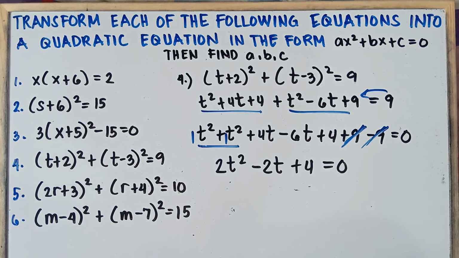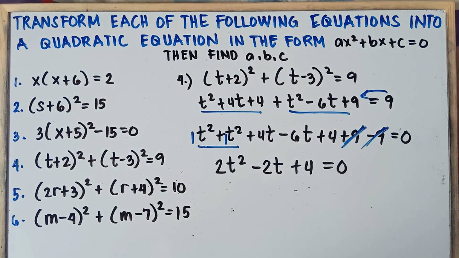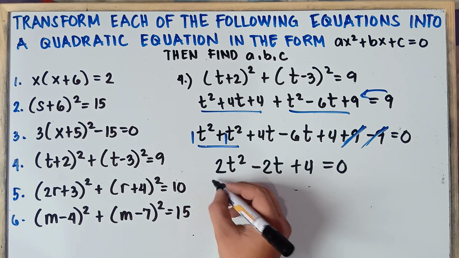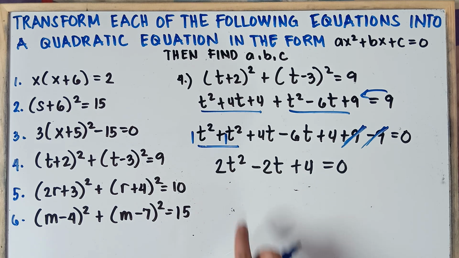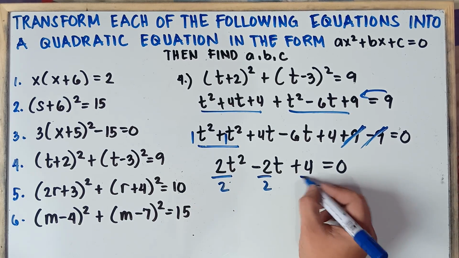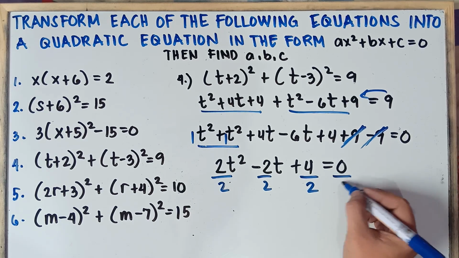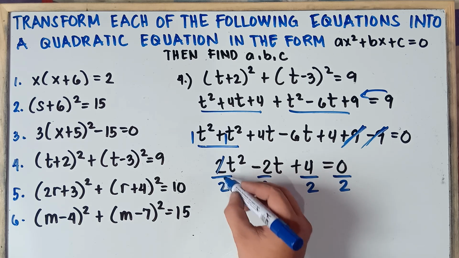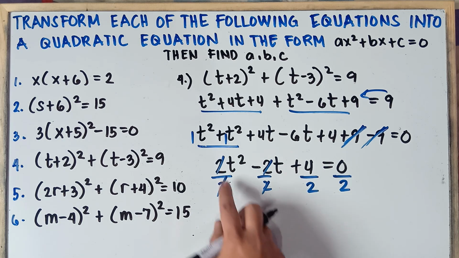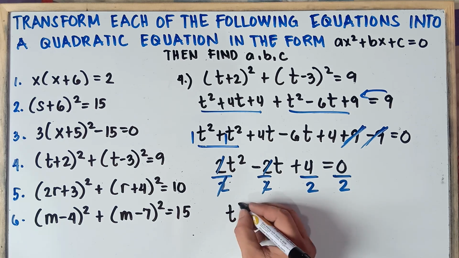So check, class. Can we reduce the equation? Because if you can reduce, class, you need to reduce. Can we reduce? Yup. We can divide this one by 2. Divide by 2, divide by 2, divide by 2. So cancel this out. So this will be t squared.